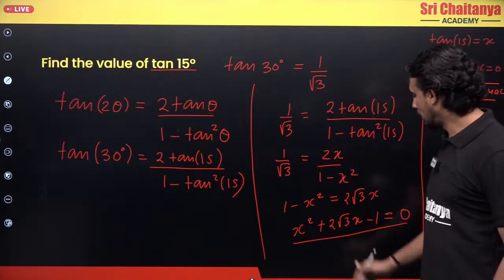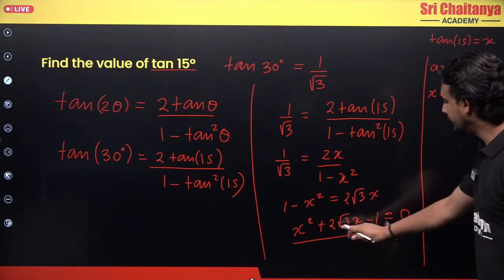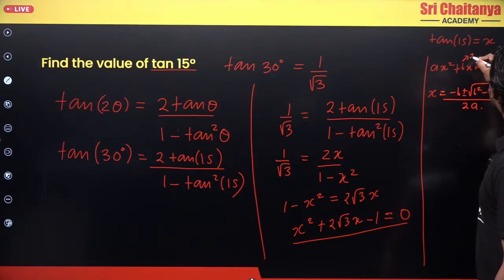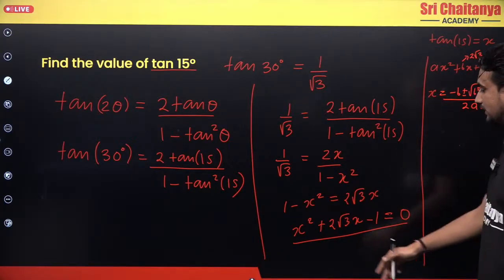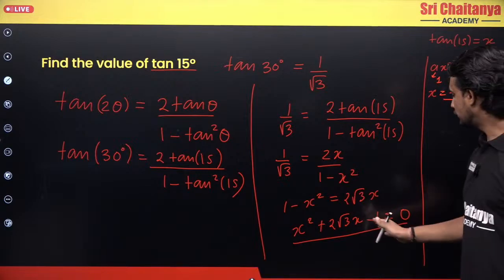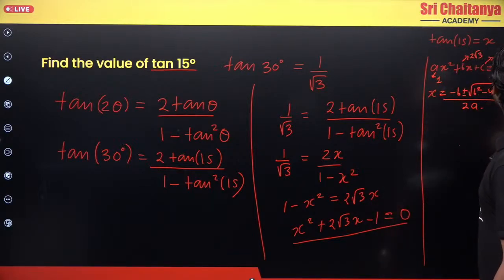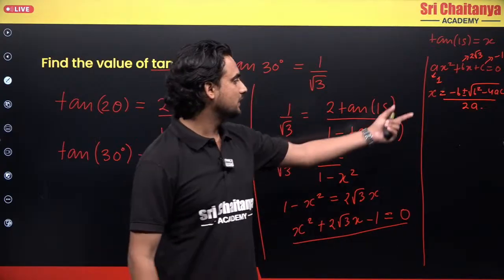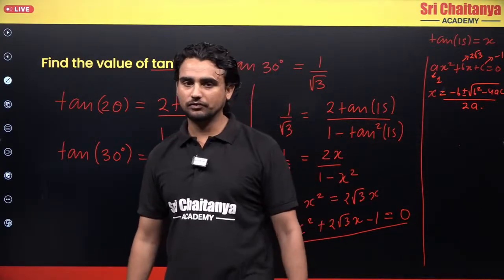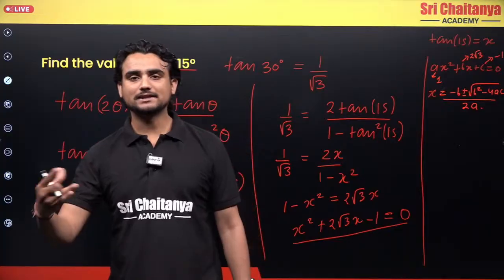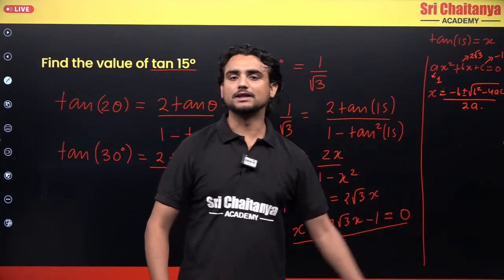Right? So now what is b here? B is 2 root 3. A is 1. And what is the value of c? C is minus 1. So now I just need to substitute these values inside this equation, and I'll get the value of tan 15. So I want you to do this calculation, and in the next class I will discuss what is the final answer.